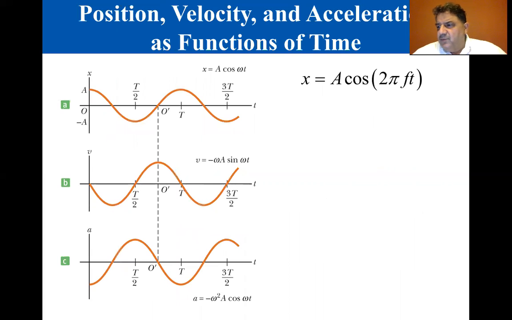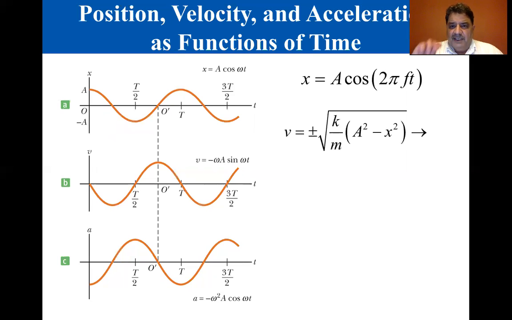This cosine function represents the position of an object moving with simple harmonic motion as a function of time. The top figure shows a graph of this function. Because the cosine function varies between 1 and -1, x varies between A and -A. The shape of the graph is called sinusoidal. The middle figure represents the curve for velocity, and the bottom figure represents the curve for acceleration, both as functions of time.